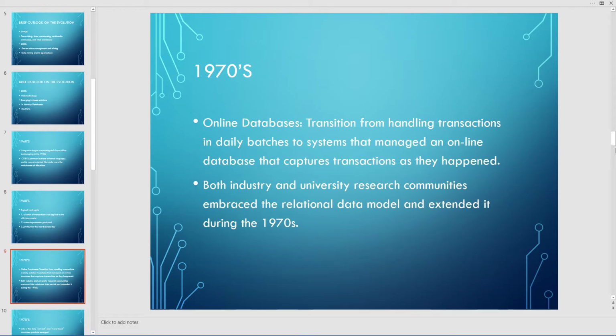Moving on to the 1970s. The 1970s had online databases. Online databases transitioned from handling transactions in daily batches in previous decades to systems that managed an online database that captures transactions as they happened. Both industry and university research committees embraced the relational data model and extended it during the 1970s.